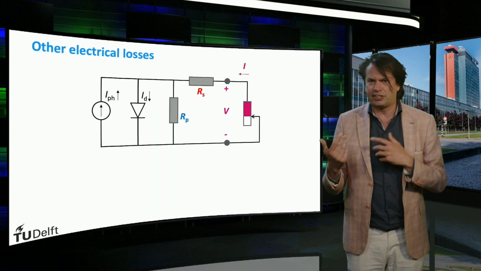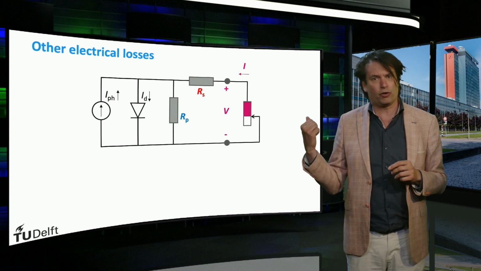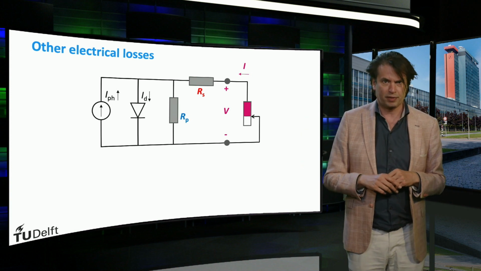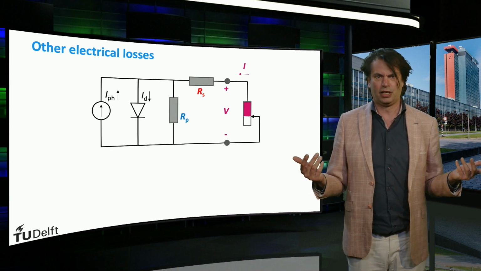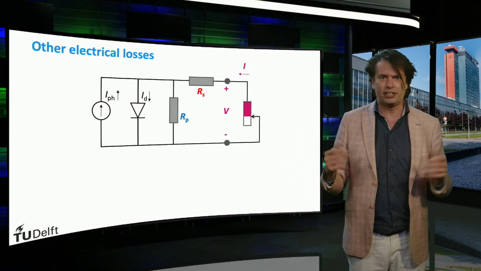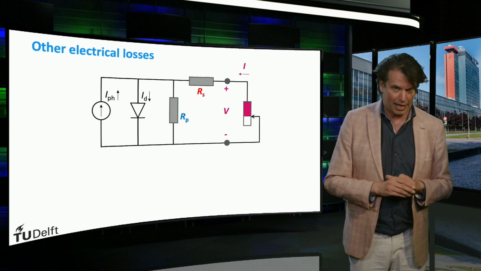To understand the resistive series losses and shunt losses, we first look at the equivalent circuit of a solar cell. Here you can see the so-called single diode model for a solar cell. There's a lot going on here, so let's move through our schematic step by step.